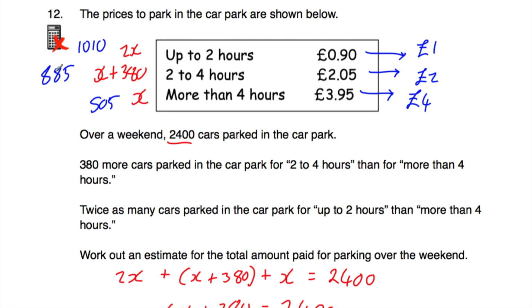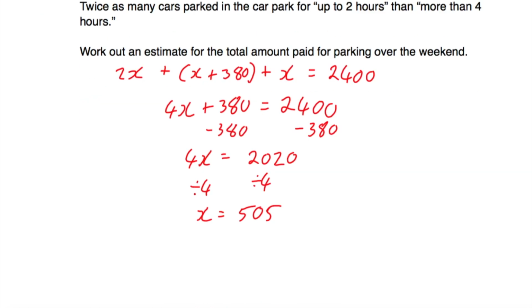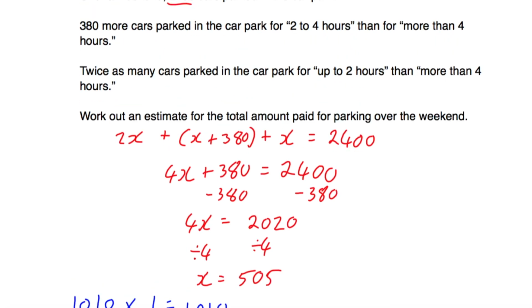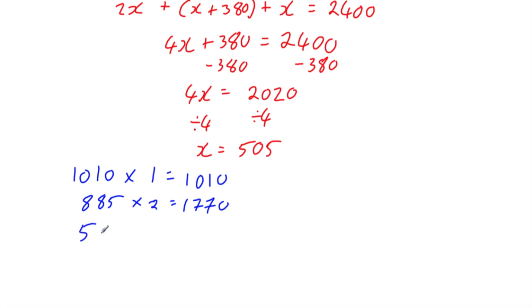So what I'm going to do is use these values, the 1,010, the 885, and the 505, and I'm going to use these amounts of money and see what we get. So 1,010 multiplied by £1 is equal to £1,010. Then we had 885 multiplied by 2, and doubling 885 would be equal to, well, doubling 800 is 1,600. Doubling 80 is 160, so that's 1,760, and doubling 5 is 10, so it's going to be equal to £1,770. And finally, we had 505 cars for £4, so 505 multiplied by 4 is equal to, well, doubling that is 1,010, doubling again is £2,020.